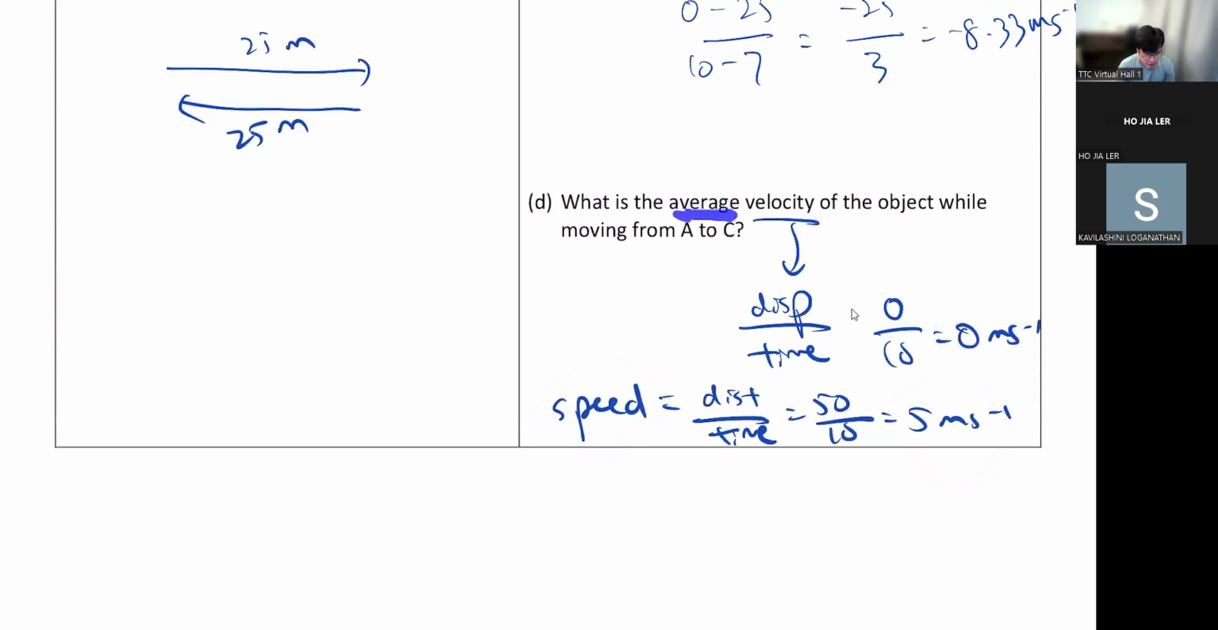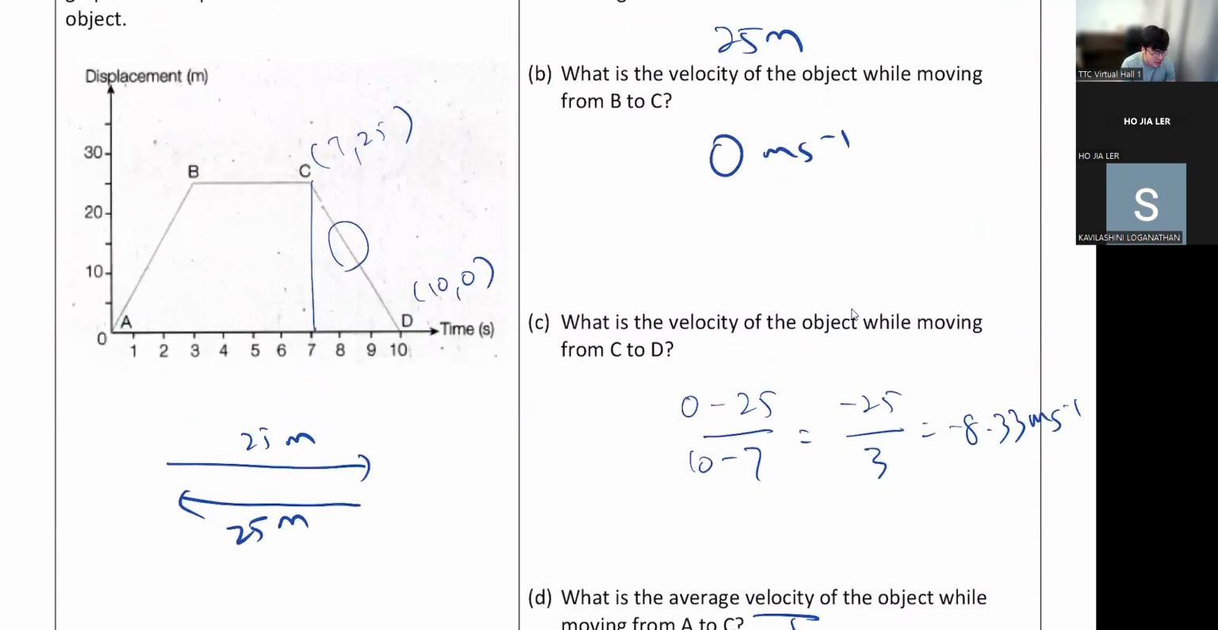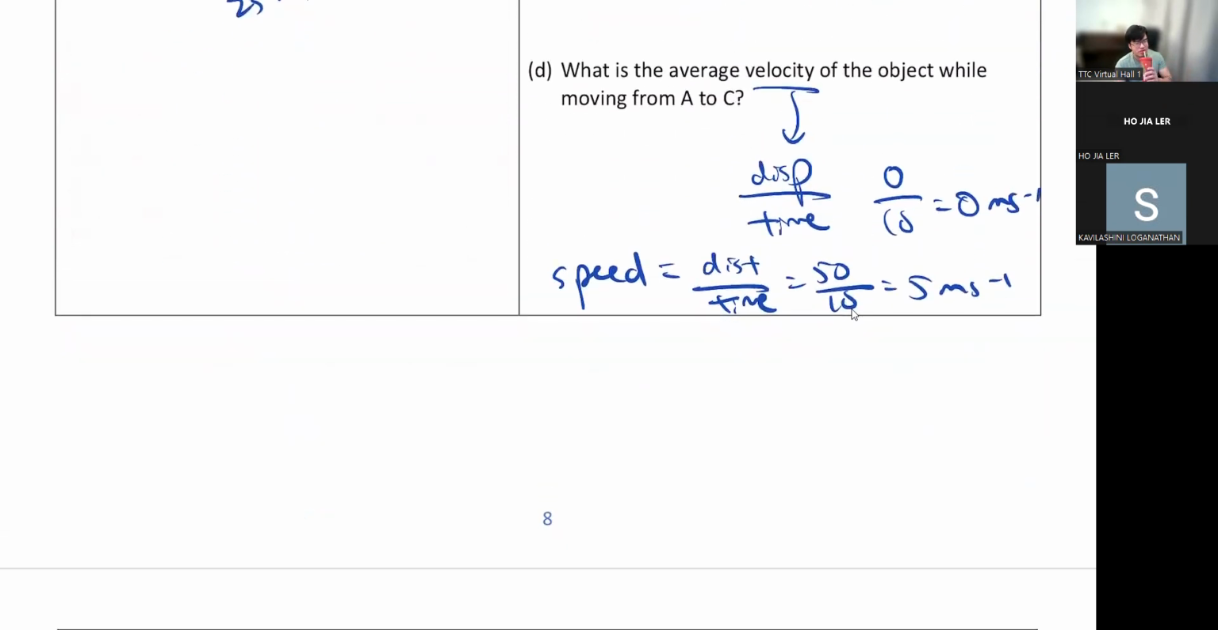Right? Do take note of the average. When you see this graph, when they want you to find the average, you have to find total divided by total. You cannot find things from this graph. You have to calculate this yourself.